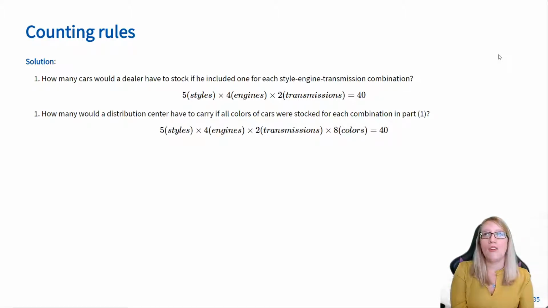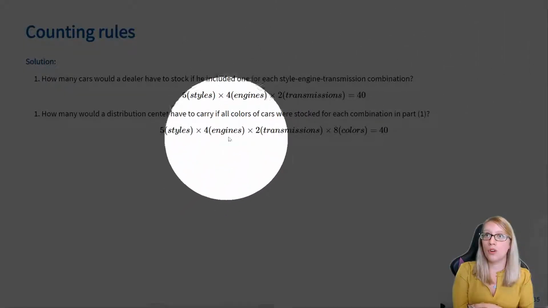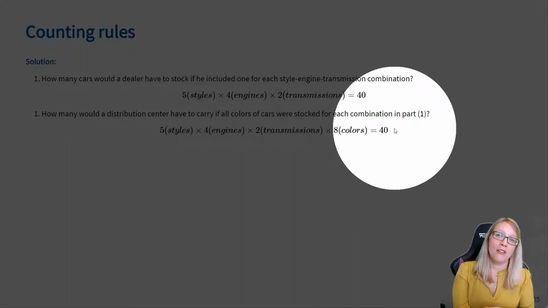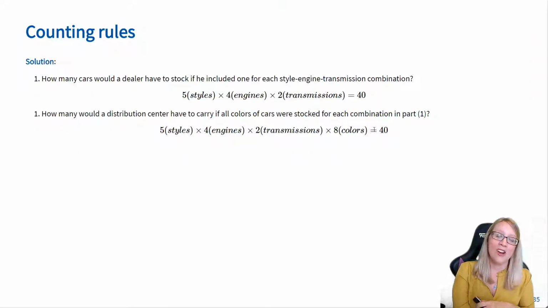If we want to have all car colors as well, say at a distribution center, we would take 5 times 4 times 2, now times 8, so we would need 40 times 8 here, or 320 different cars in stock at any given time.